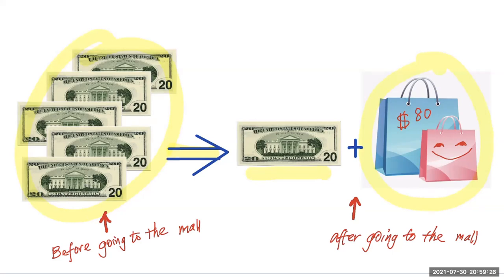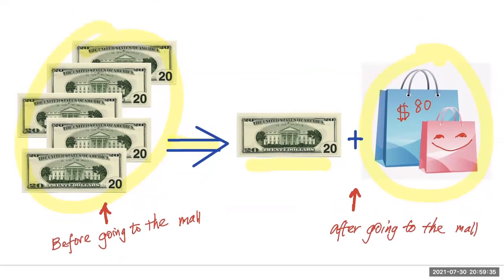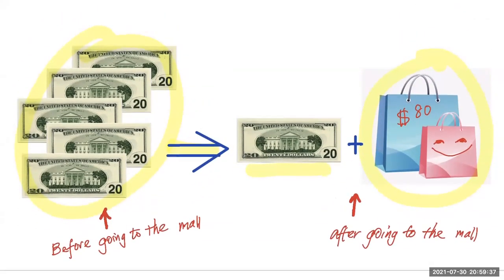So then I ask you, how much money did you spend on your shopping spree? You say, oh, I know, I spent $80. But how did you get that $80? What's the math? The math is 100 minus 20 equals 80, right? So you start with $100, you end up with $20, you spend 80.